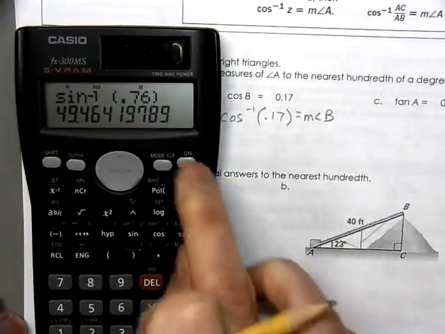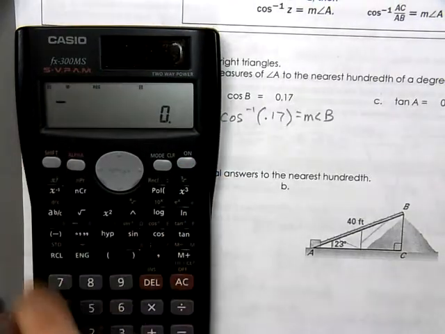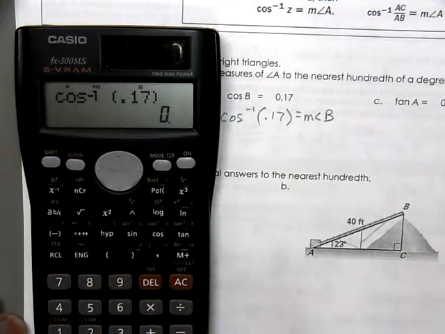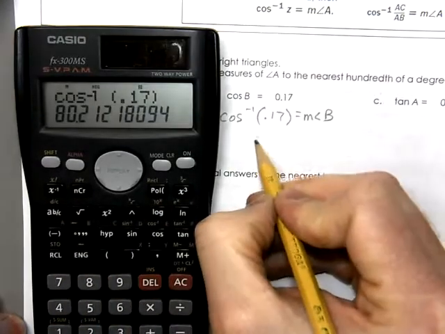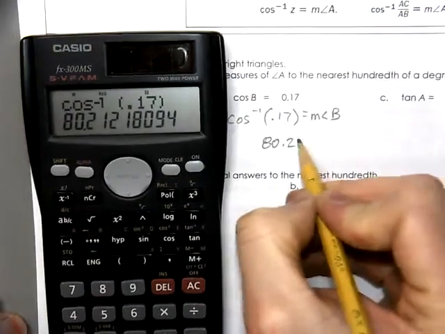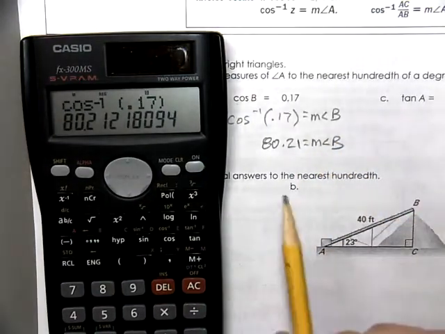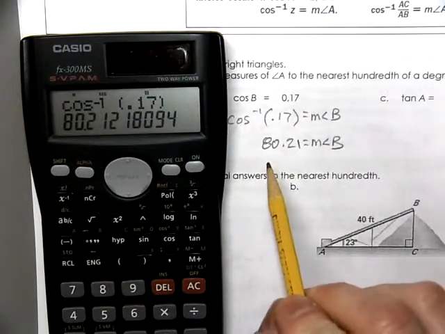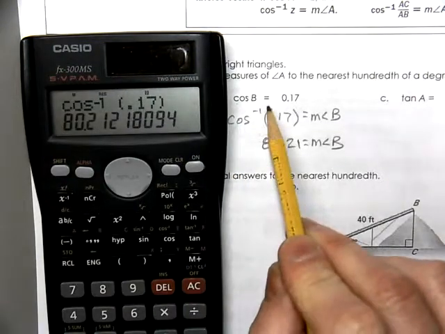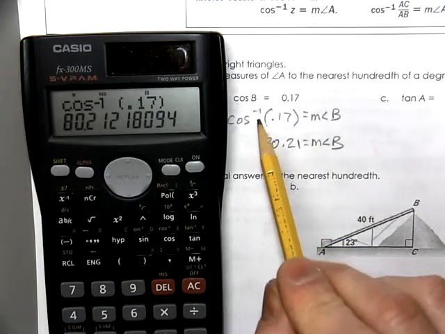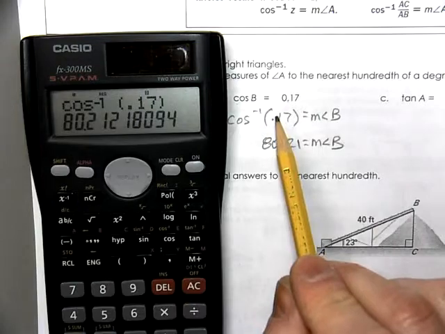So we'll use our calculator and say second cosine or shift cosine. You can use parentheses to 0.17, and that would show us 80.21. Again, that's telling us what the acute angle is if the adjacent side over the hypotenuse can be reduced to the decimal 0.17.